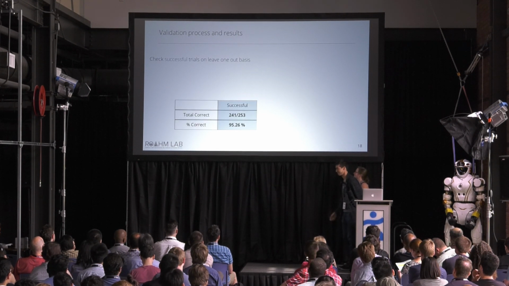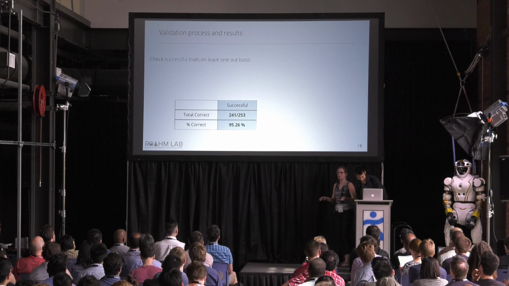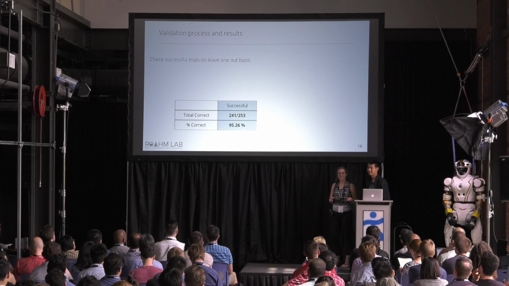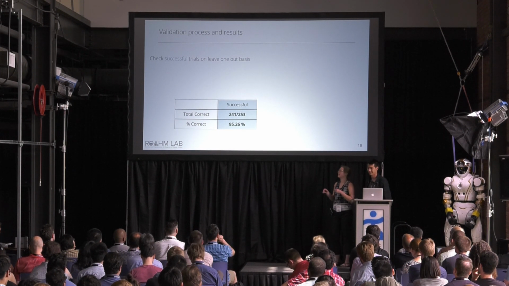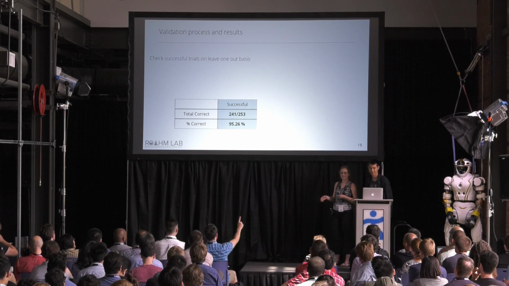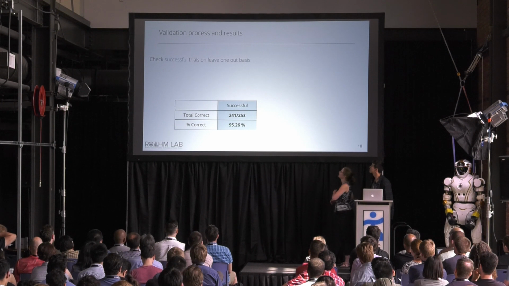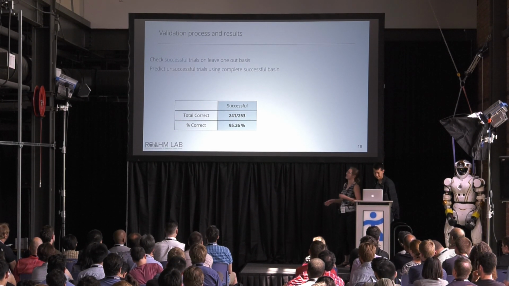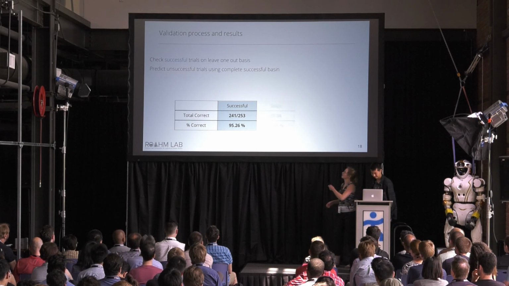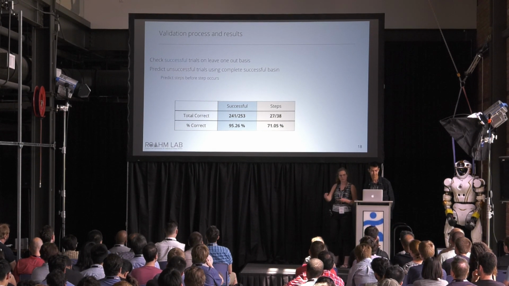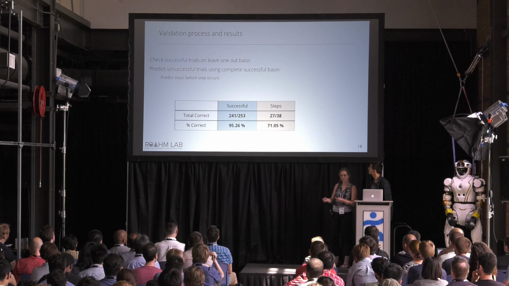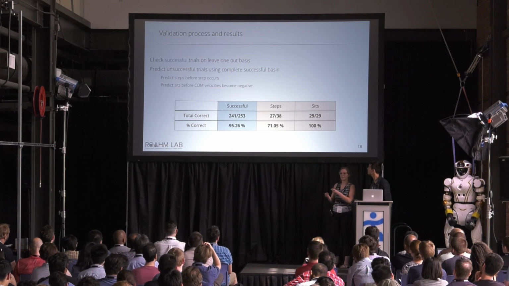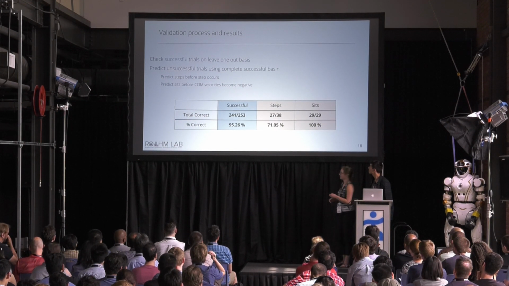Okay, so now I'll briefly talk about our validation process while reporting the results for all 11 subjects. In order to avoid training and testing on the same data, we checked the successful trials on a leave one out basis. Next, for each subject, we take all of their successful trials and then check the unsuccessful trials. So we're checking that step trajectories exit the basin before the subject begins to lift their foot, and sit trials exit the basin before the subject's center of mass reverses direction.